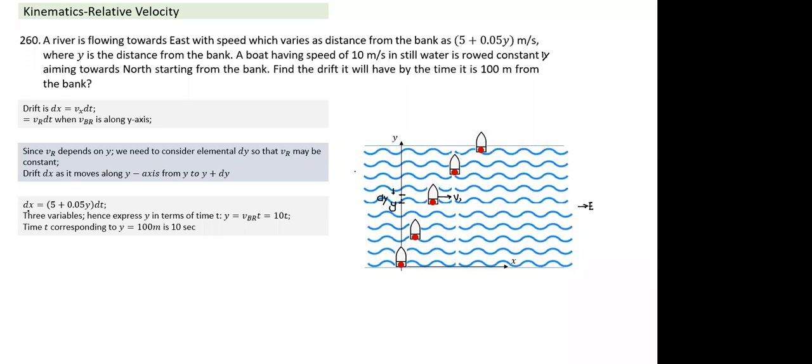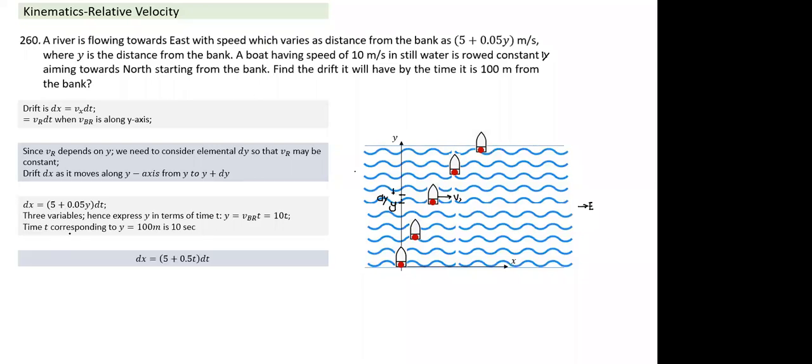There are three variables here: x is changing, t is changing, and y is changing. We cannot have three variables for integration. So we need to use a relationship between any two quantities. The y coordinate is related to time. What is the displacement along the y direction? The y displacement is VBR into t, which is 10 into t. So if we substitute y as 10t here, that becomes easy. Then I can easily calculate the drift.